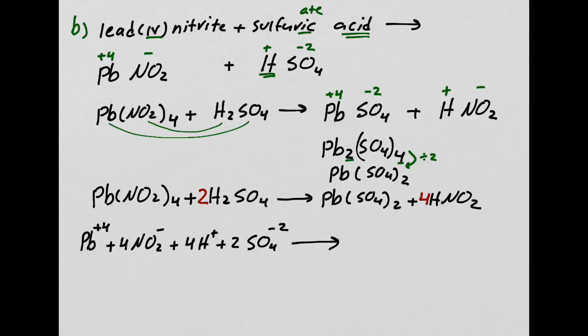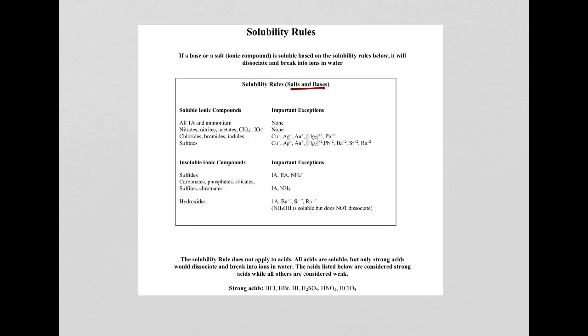Alright, let's come over here. How about this one? Lead 4 sulfate. Would that break up or not break up? So we don't have a rule for lead. We have a rule for sulfate. So here sulfates are soluble except next to copper 1, silver 1, gold 1, mercury 1, Pb plus 2, barium plus 2, Sr plus 2, Ra plus 2. So sulfates are soluble, but if they're next to Pb plus 2, they're not soluble, okay?